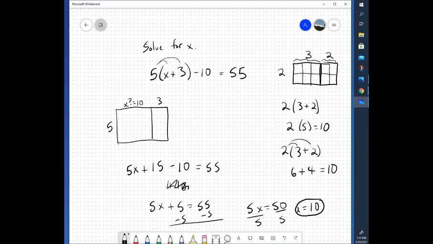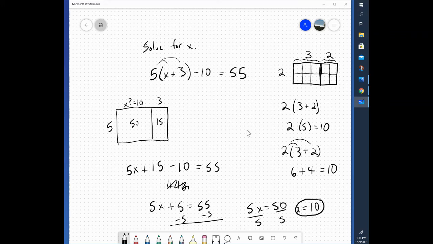And you can check it. So 5 times 10 is 50. 5 times 3 is 15. When we add those up, that's 65. Oh, but we're taking away 10, and yes, that's 55. So it works. Another way to look at it is 5 times 13 is 65 minus 10 equals 55. All right, let's do one more example and then call that good for now.